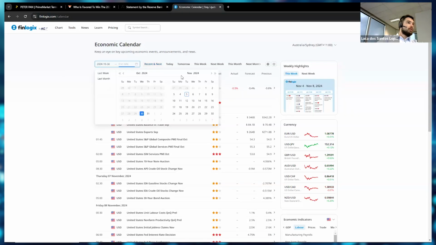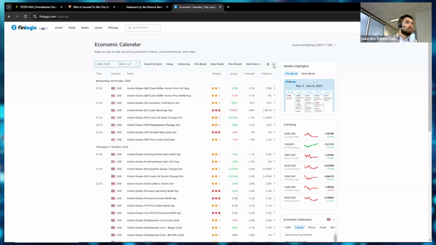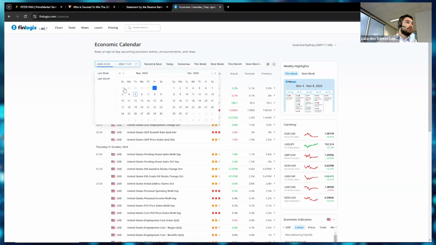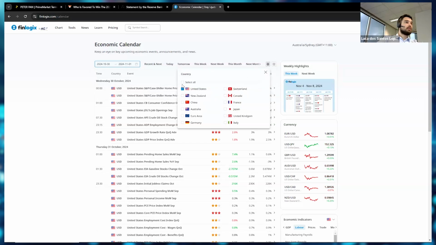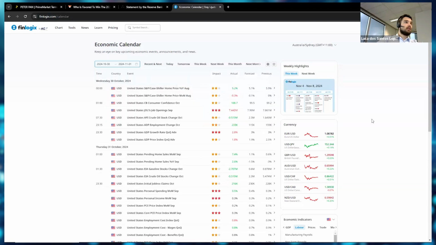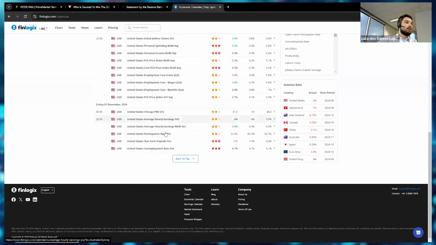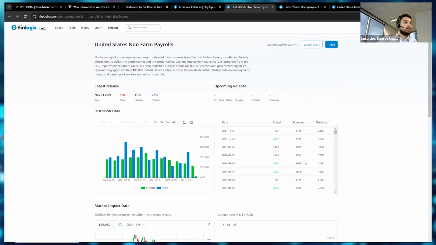So as I was talking about NFP last week, I just selected the 1st of November, Friday, to today. I only want medium and high volatility, and I only want USA. Okay, and we have it already. So Wednesday, Thursday, and Friday. That's exactly what I want. So we can see right here the NFP, the unemployment rate, and the average hourly earnings month over month. Let's analyze all of those together.